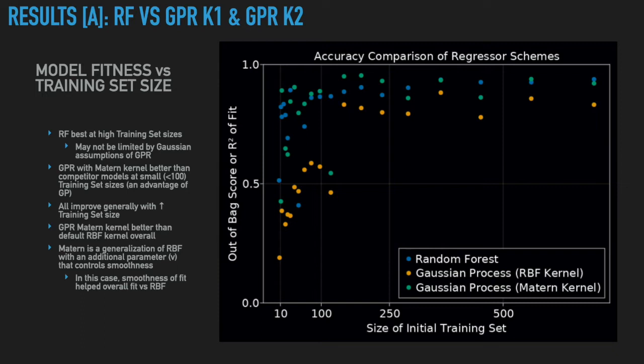So that's one of the advantages known in the literature about GP, that it is useful for learning from smaller training set sizes because of the amount of information that it's computing when it fits. It is learning more and doing more with less. We also see that Matern does better than RBF overall, and this is potentially unsurprising given that Matern is a generalization of RBF with an additional parameter that controls smoothness. So in this case, smoothness of fit helped in its overall fit versus the RBF kernel. And we can also see that as initial training set size increases, the computed scores get better for all.